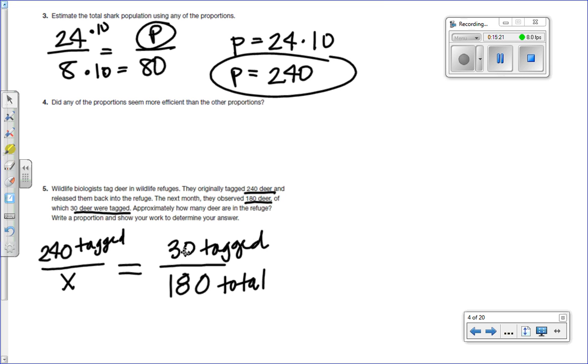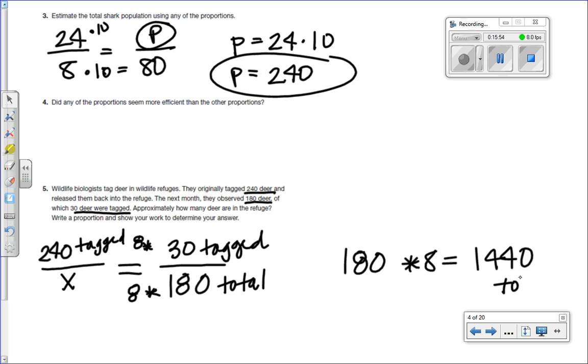In order to solve this problem, you can look from our second fraction to the first, because I can see that we have 30 here and 240 here, and I know that 30 times 8 gives me 240. Therefore, I have to do 180 times 8 to get my unknown. 180 times 8 gives me 1,440 total deer.